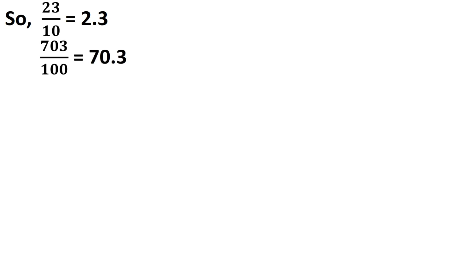In the same way, 703 upon 100. Now the number of zeros in the denominator is 2. So now start counting the number of digits in the numerator starting from the ones place and move towards your left hand side. It is 3 and 0. So the decimal will come just before 0. It is 7.03.